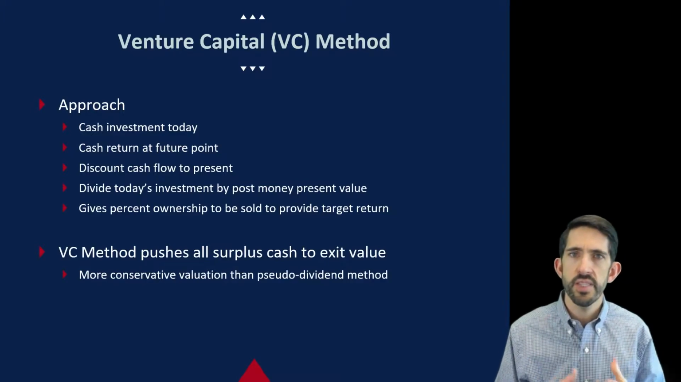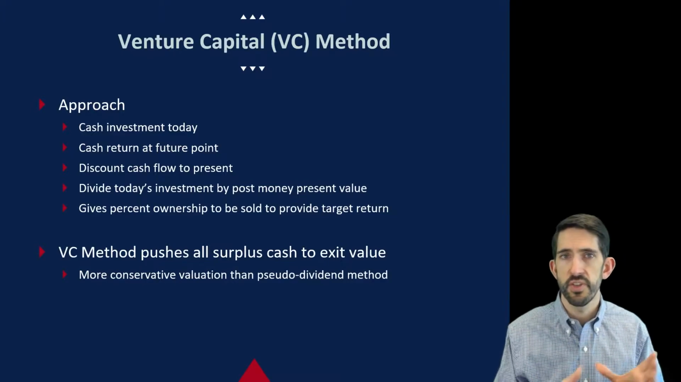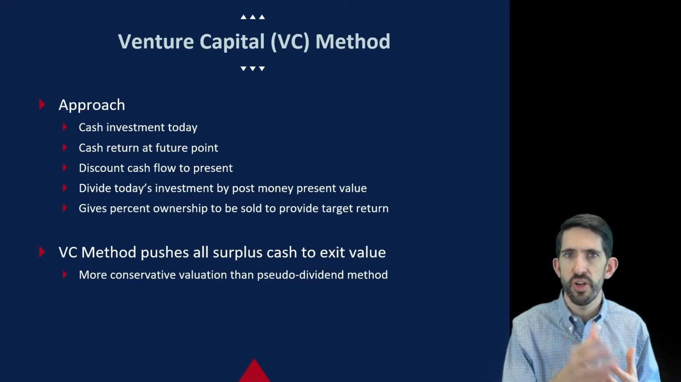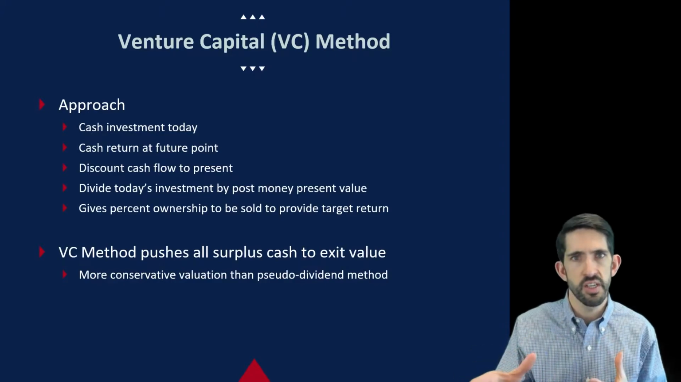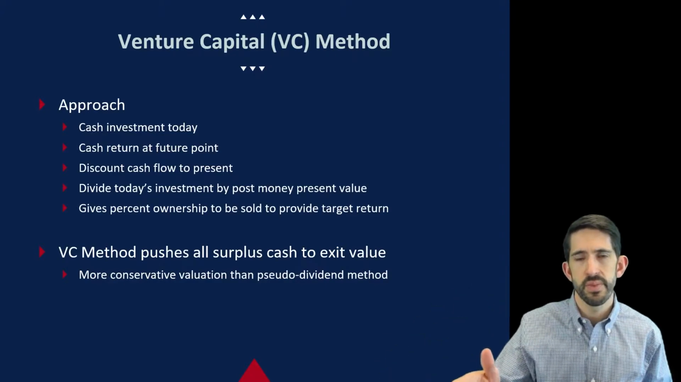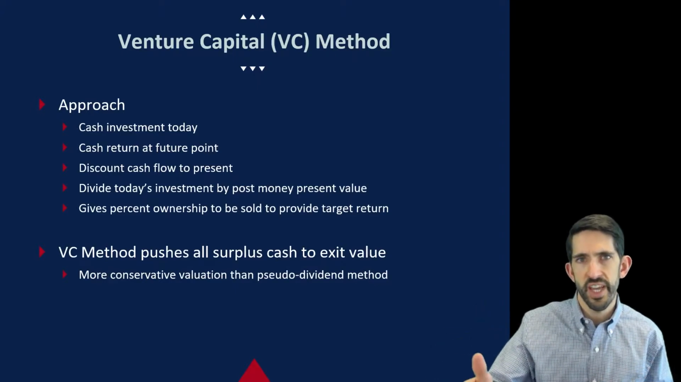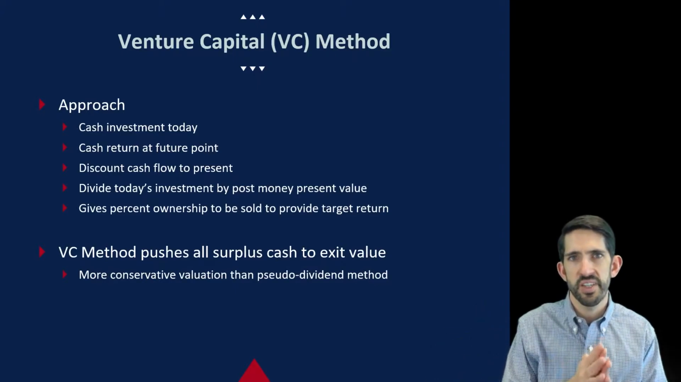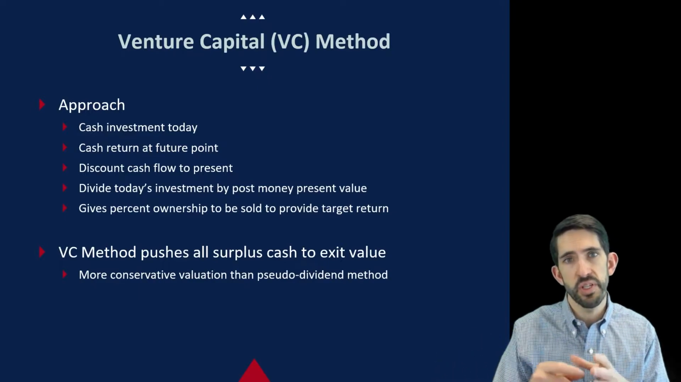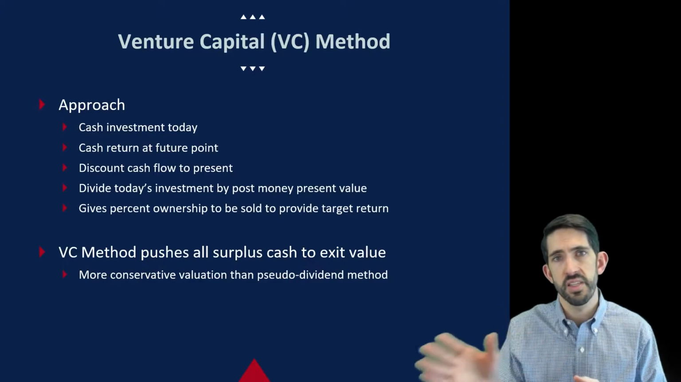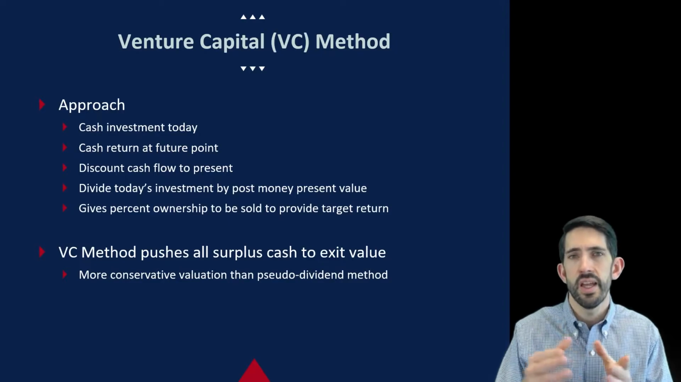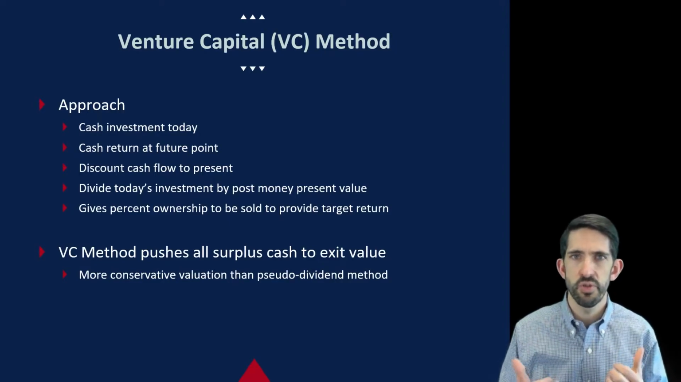All right, and the reason this is more conservative is relative to the pseudo-dividend method. What it's going to do is take any surplus cash that we generate along the way, through those explicit years, and push that all forward to the terminal period, and again wrap that into what we call the exit value. So now we're basically taking what were interim cash flows and delaying them. If we delay those cash flows, they're going to be worth less in the future than they are in the interim periods, and thus we're going to get a lower valuation using this method.